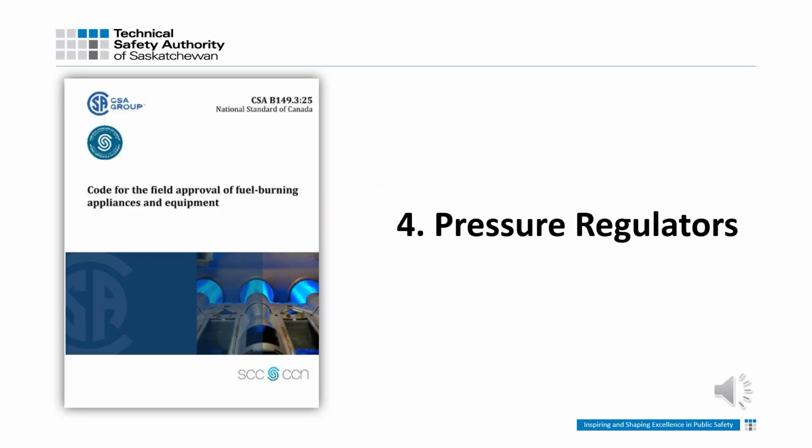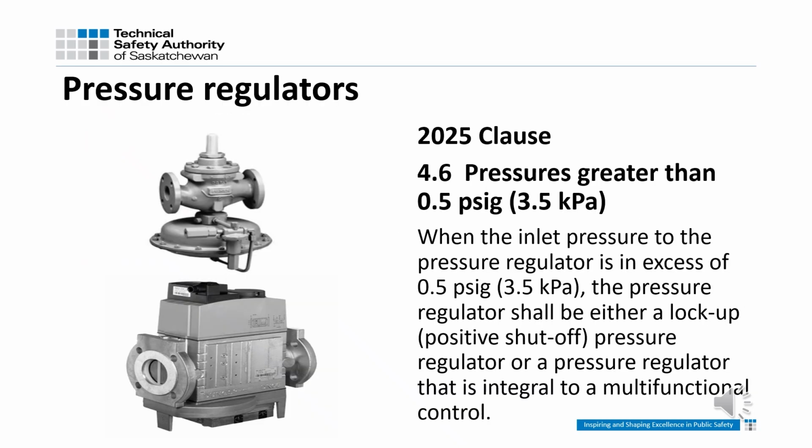Moving on to Section 4, Pressure Regulators. The changes in 4.6 give you more options for pressure greater than 0.5 psig. So as before, you can use a lockup style pressure regulator, and now you can use a pressure regulator that is integral to a multifunctional control.